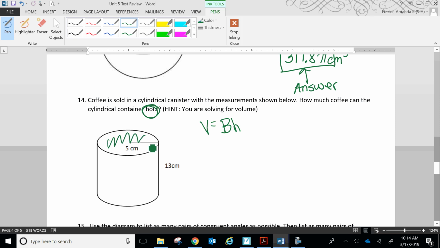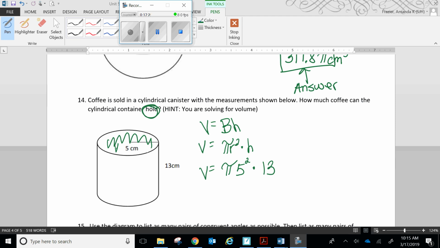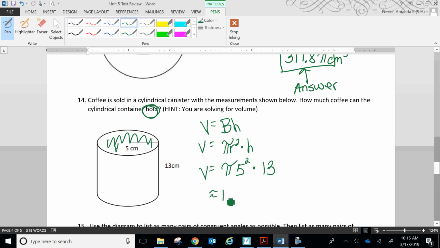We know the base of my cylinder here is a circle. So pi r squared times height. So that means I'll do pi, the radius is 5 squared times 13. It doesn't say in terms of pi this time, so I'm going to type pi into my calculator. And I get approximately 1,021.02 centimeters cubed, or cubic centimeters.